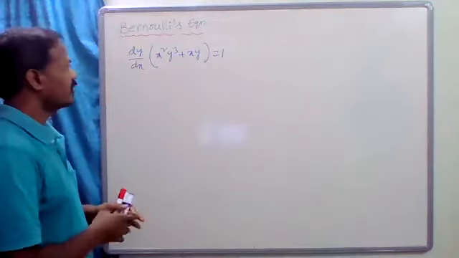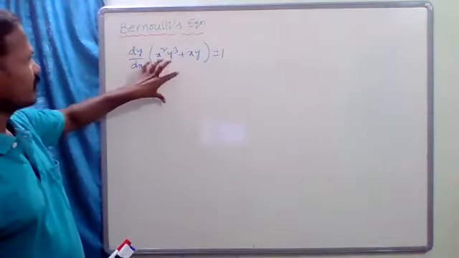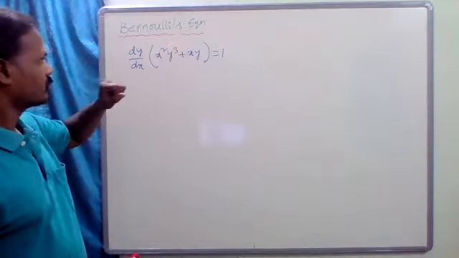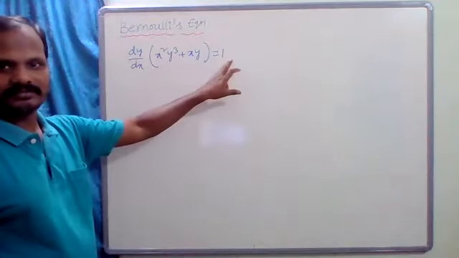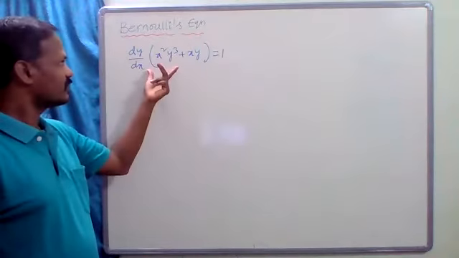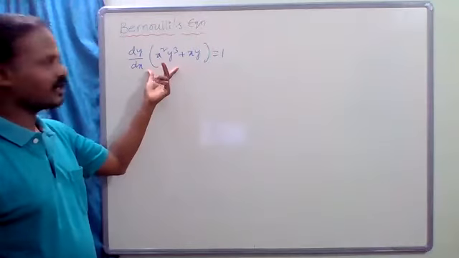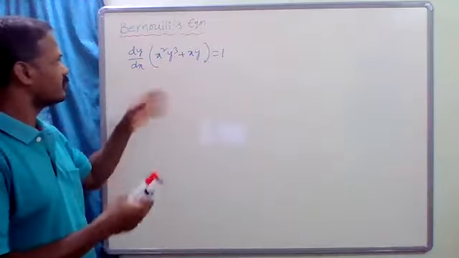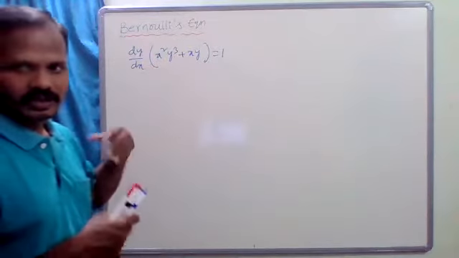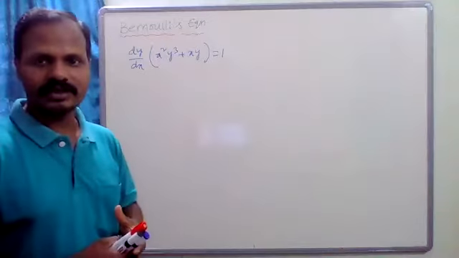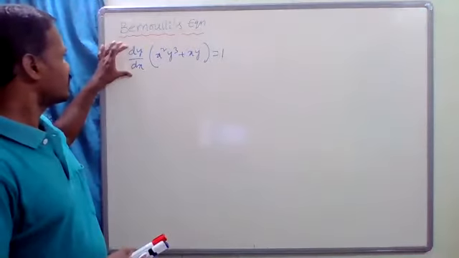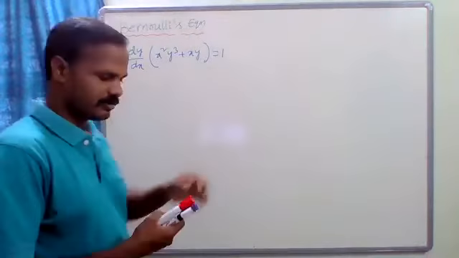Okay, so what we have to do: obviously you have to move this dy by dx to the right side, because this is not linear in x or y. The terms y dy by dx and x dy by dx are both multiplying, so take this dy by dx to the right side.